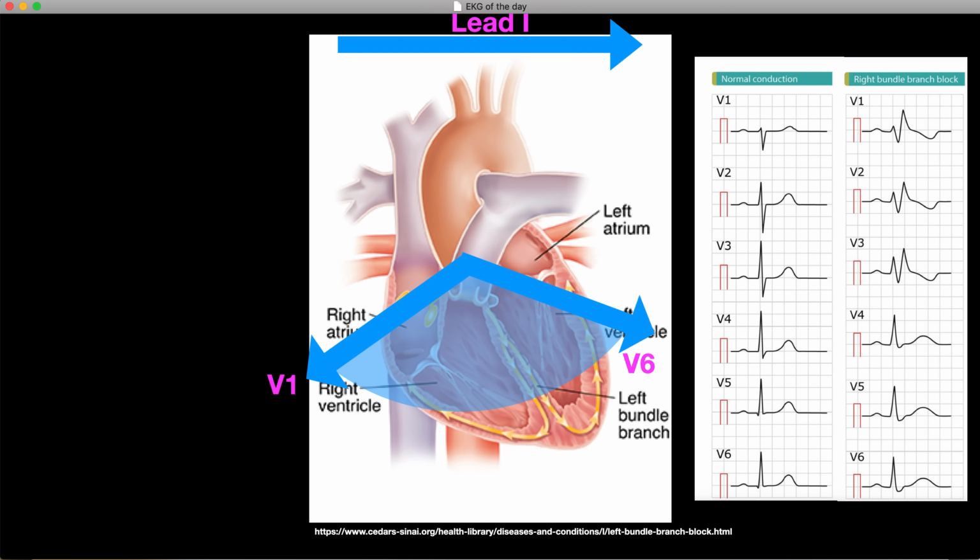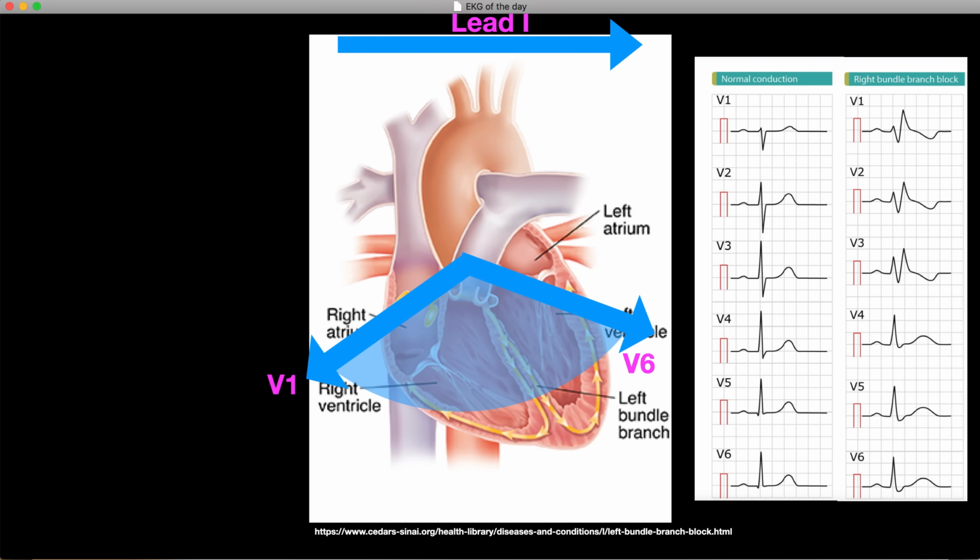And the same thing goes for lead V6. You get this little bump down here, this kind of fat slurred guy. That is electricity moving away from lead V6 across to the right side of the heart. Cool? Maybe. It doesn't have to make a whole lot of sense right now.